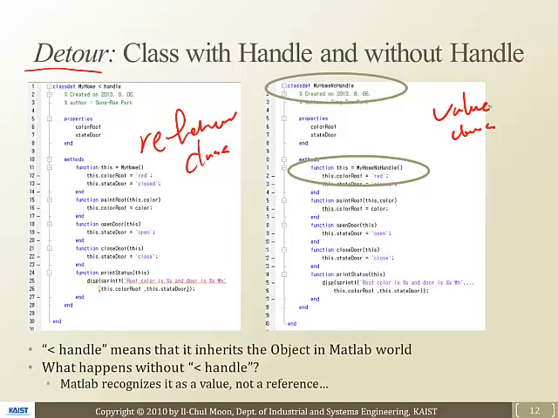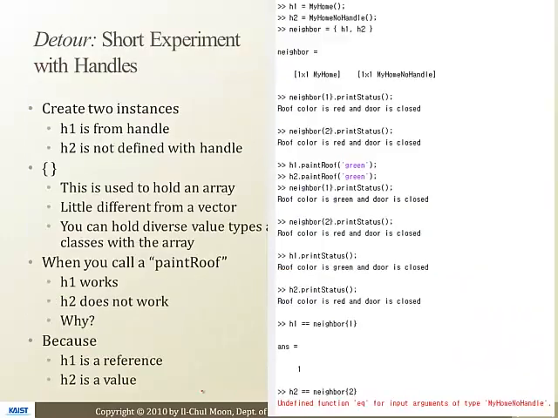Here, the value class doesn't inherit handle, and this reference class inherits handle. This means it inherits from the handle object in the MATLAB world. Without the handle, not being a reference, what happens if it is a value class? The next slide tells you what happens.